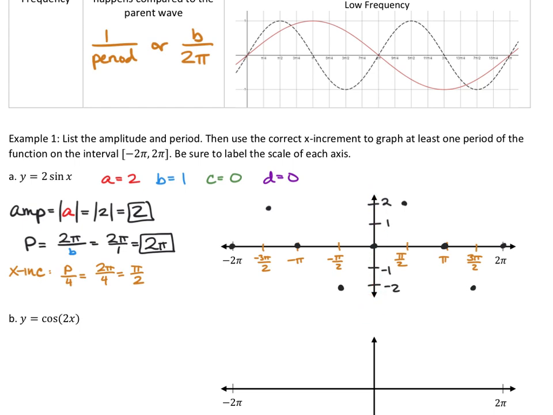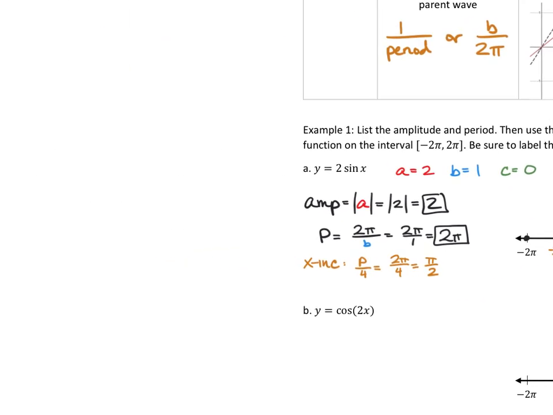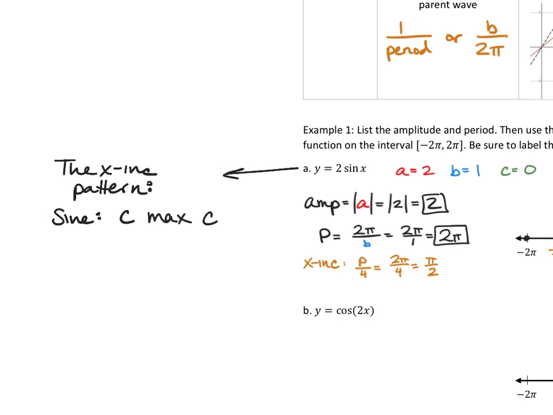Okay. Here's what I need us to know and to maybe write down on the side, somewhere where you're going to see it and remember it. Sine and cosine have patterns when you've used the x increment. The x increment pattern for sine, if you've done the correct x increment, is the following. Center line, maximum. Center line, minimum. Repeat. Center, max, center, min, center, max, center, min. Just so that we can all write this down.